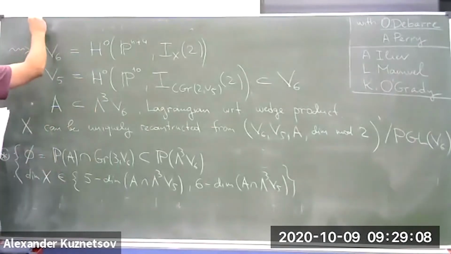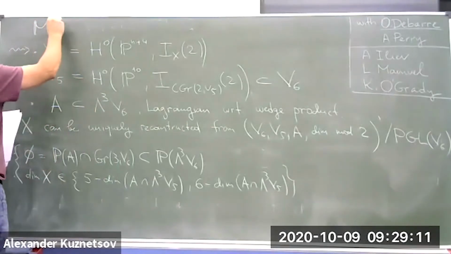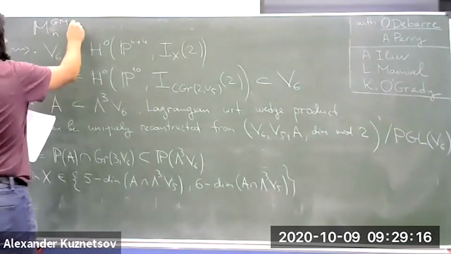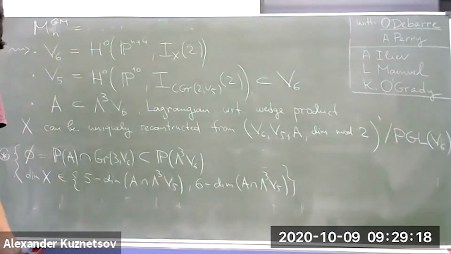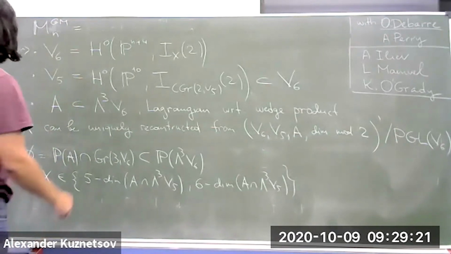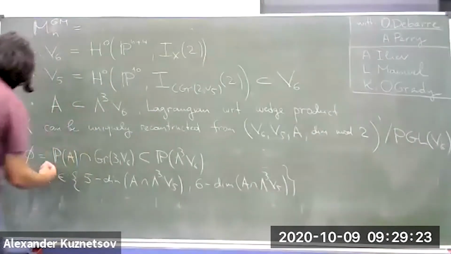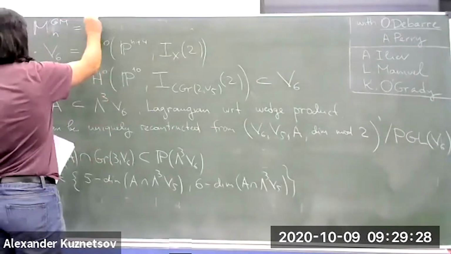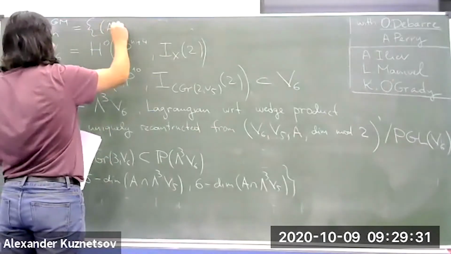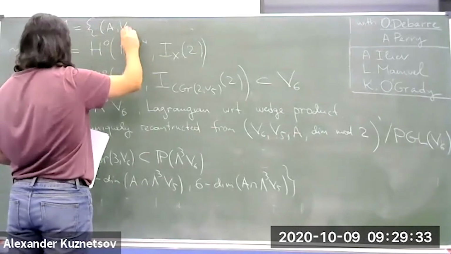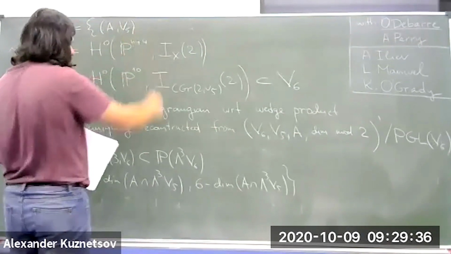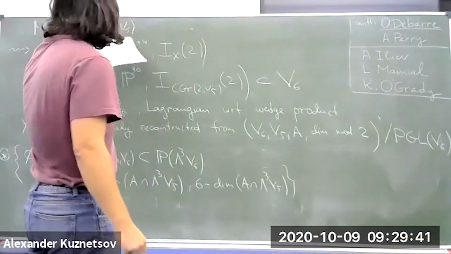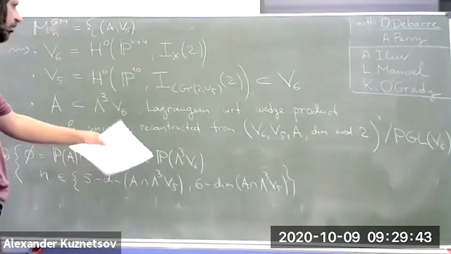I will denote this coarse moduli space by M_GM^n. This is the coarse moduli space for n-dimensional GM varieties. These are just pairs or triples. Maybe let me talk about pairs. I will consider V6 as a fixed vector space, and then I will only need to specify V5 and A.